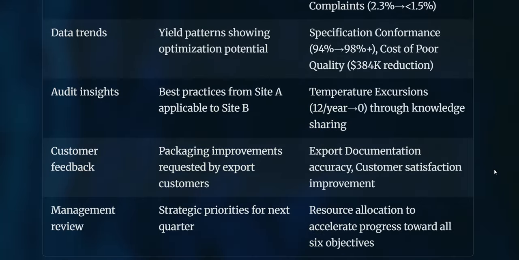Another source of improvement is customer feedback. An example of such improvement is packing improvements requested by an export customer. Opportunities for our objectives here include export document accuracy improvement and customer satisfaction improvement. Lastly, a source for improvement is management review. Example, the strategic priorities for the next quarter. Objective opportunities here include resource allocation to accelerate progress toward all six objectives.